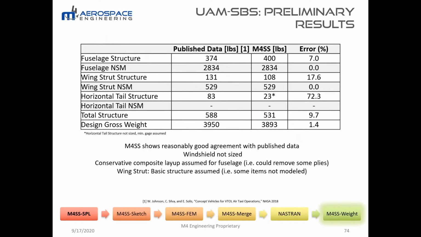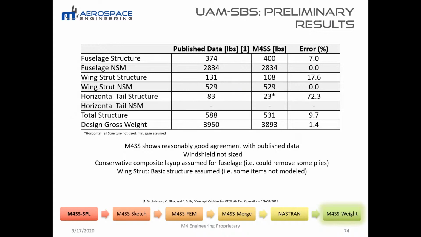Right, and finally here we've got the weight results. So we have some published estimates that we're comparing to here, and we see most places we're pretty close. We're a little bit lighter on the wing strut, about 17% lighter. Horizontal tail, remember we did not size in this example here. Probably we'd need some other kind of a load case to better size that, for example, an abrupt pitch maneuver or something like that. And then overall, we end up with quite a close result.